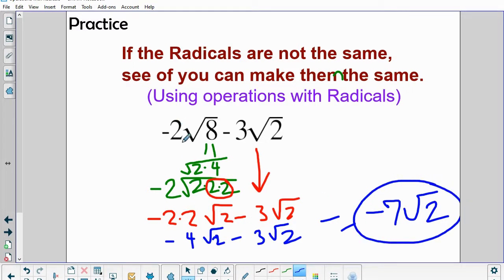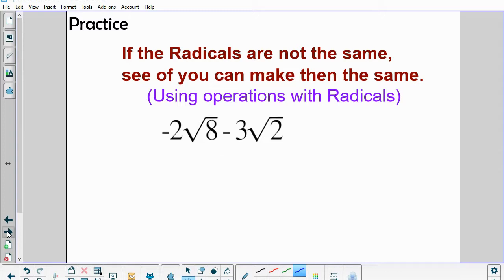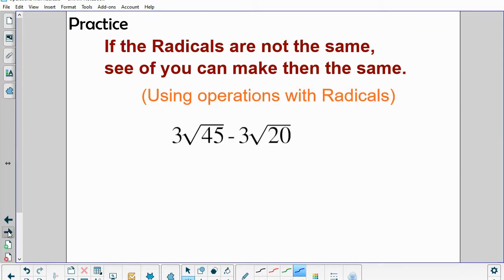So that's how you would do one if it needs to be simplified a little bit before you can get some like terms there, or like radicals, okay? All right, so let's try yet another one. Here's 3 times the square root of 45 minus 3 times the square root of 20. So both of those can be simplified. So when we simplify them, we're hoping that we'll get something that can be combined together.